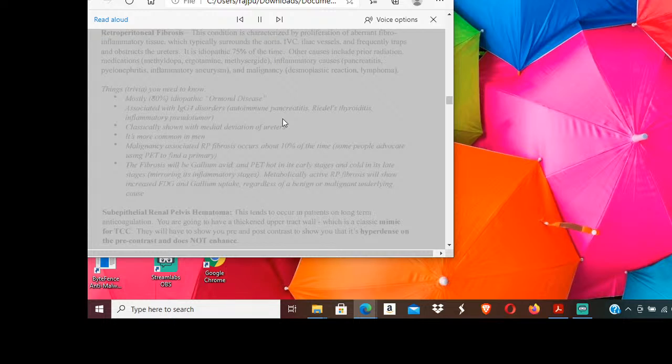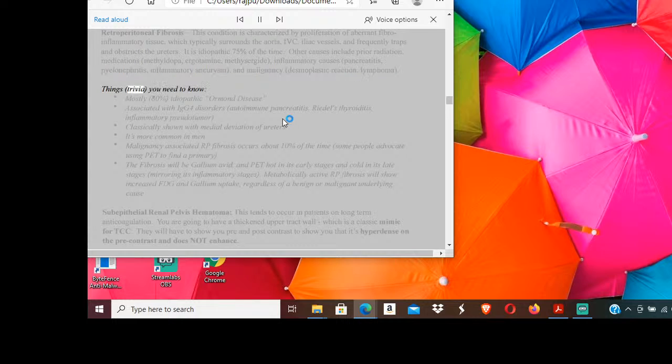Retroperitoneal fibrosis. This condition is characterized by proliferation of aberrant fibro-inflammatory tissue, which typically surrounds the aorta, IVC, iliac vessels, and frequently traps and obstructs the ureters. It is idiopathic 75% of the time. Other causes include prior radiation, medications such as methyldopa, ergotamine, methysergide, inflammatory causes such as pancreatitis, pyelonephritis, inflammatory aneurysm, and malignancy, desmoplastic reaction, lymphoma.